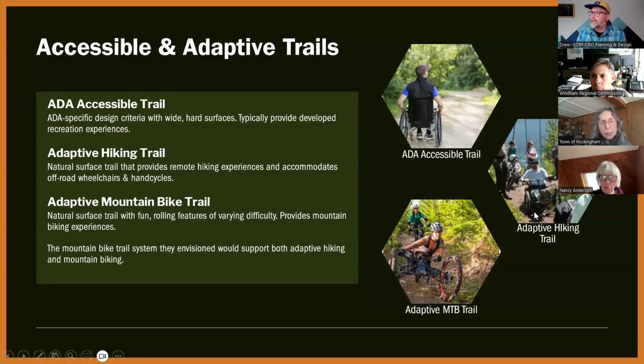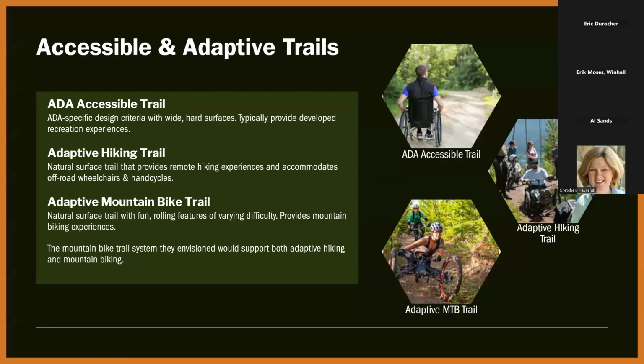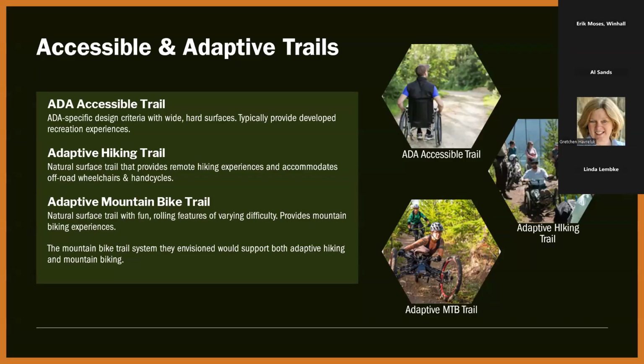That's a trail that is not designed like mountain bike trails with some of the fun turns and swoops, but it's narrower and would allow for an off-road wheelchair. That's a different type of experience than you can get on an ADA trail. And then an adaptive mountain biking trail would also accommodate hand cycles and off-road wheelchairs. But that's going to give you more of a mountain bike experience with some of those rolling features and some of the fun experiences that you could have on a mountain bike.